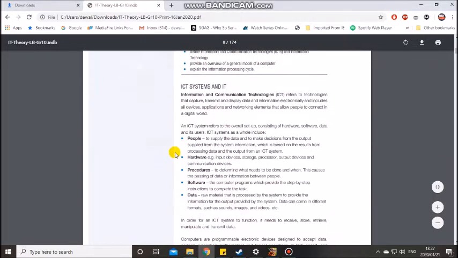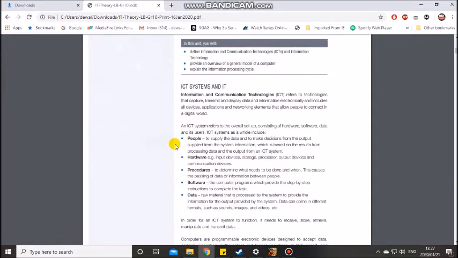So, ICT systems and IT. We all know that information and communication technology refers to basically all the technology that captures, transmits, processes, and displays data and information electronically, and that can include all devices, applications and networking elements that allow people to connect in the digital world.